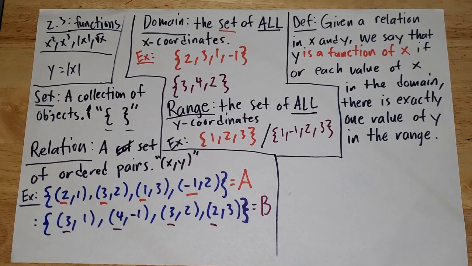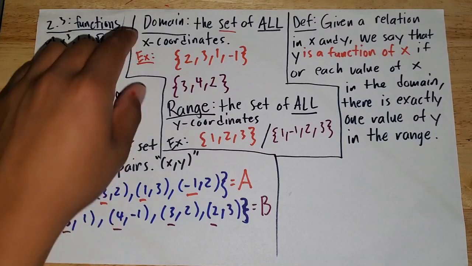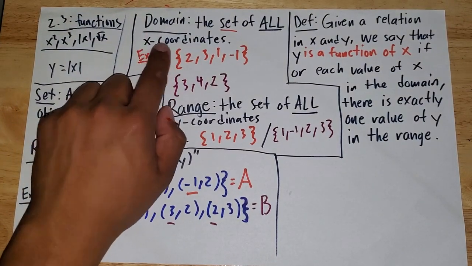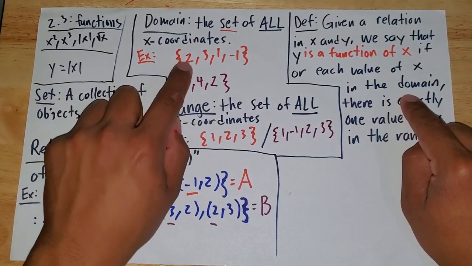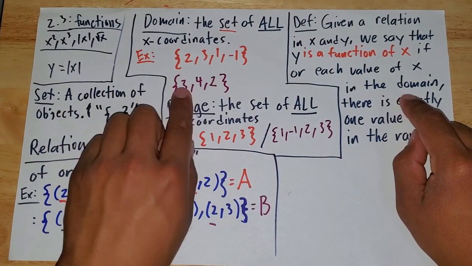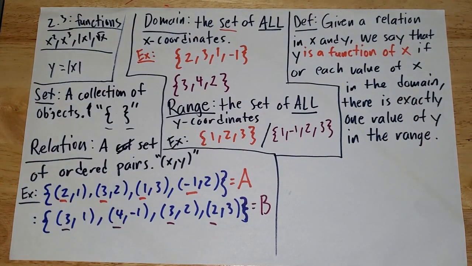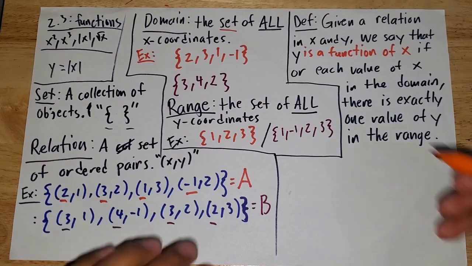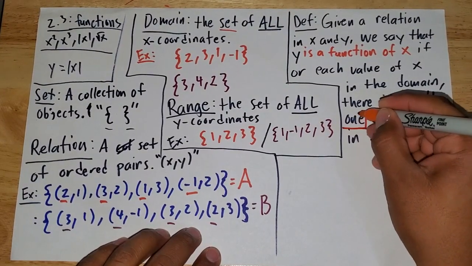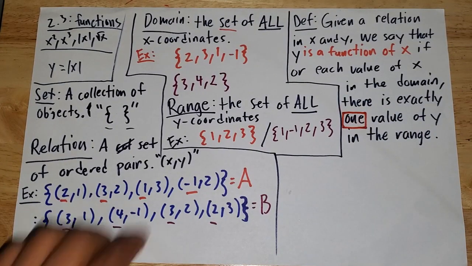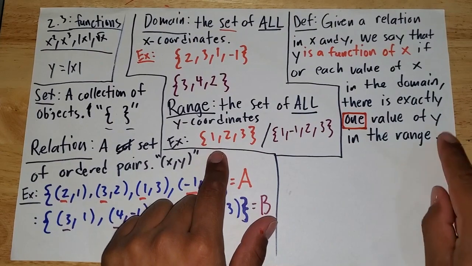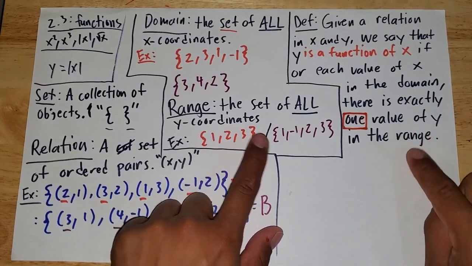If for each value of x in the domain, so again, the domain is the set of all x coordinates. That's why it says the value of x in the domain. So all these are values of x's. There is exactly, and let me highlight this, that's very important, one. There's exactly one value of y in the range. Again, the range is a set of all y coordinates. That's why it's talking about the y values in the range.